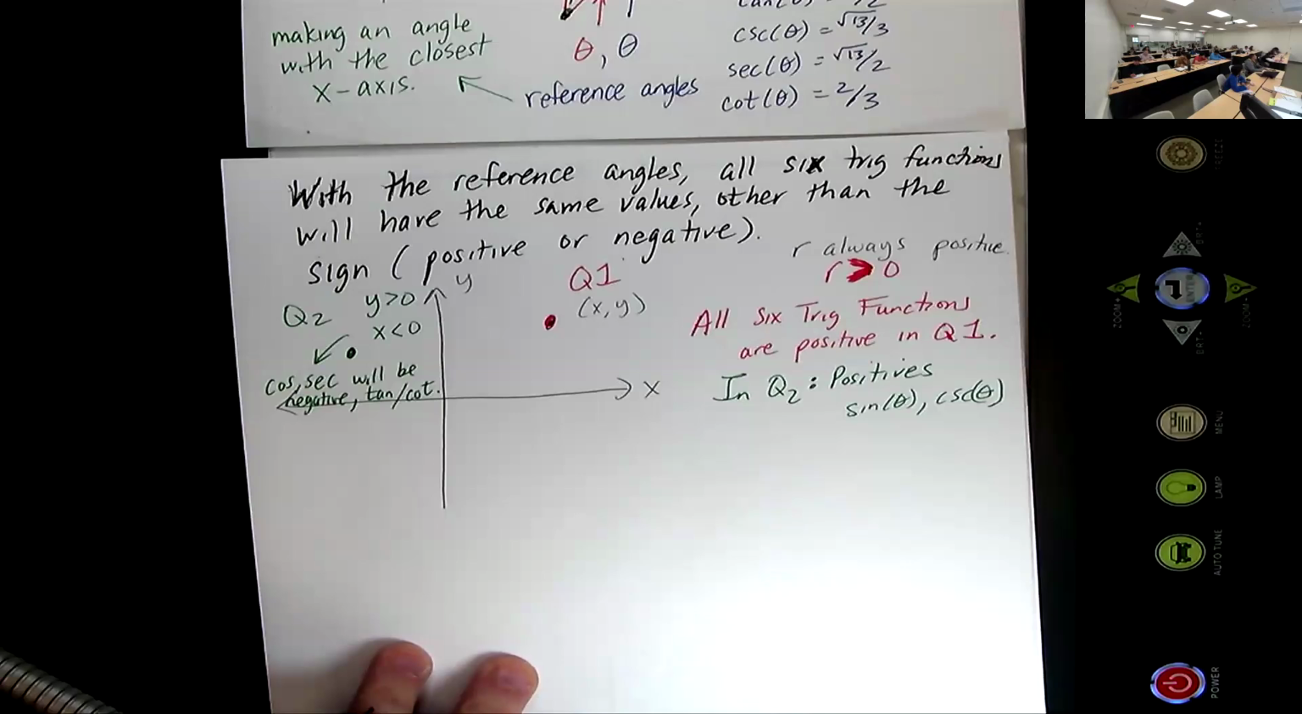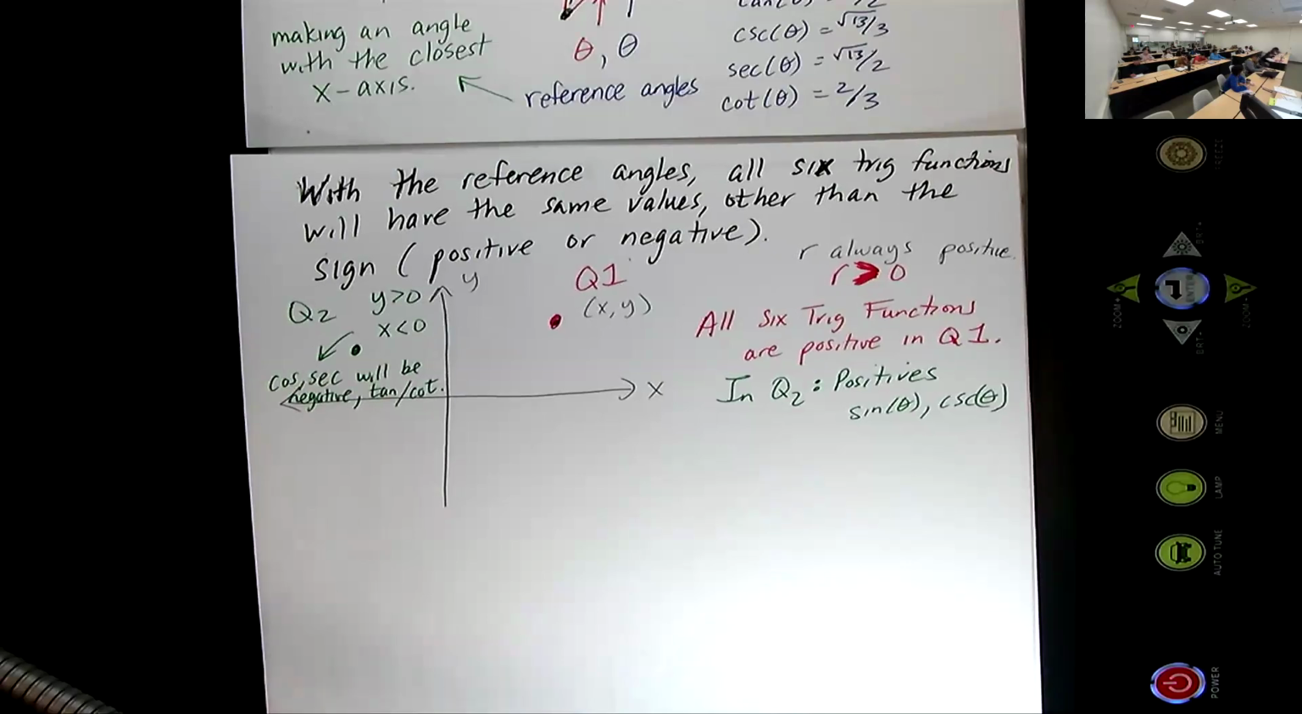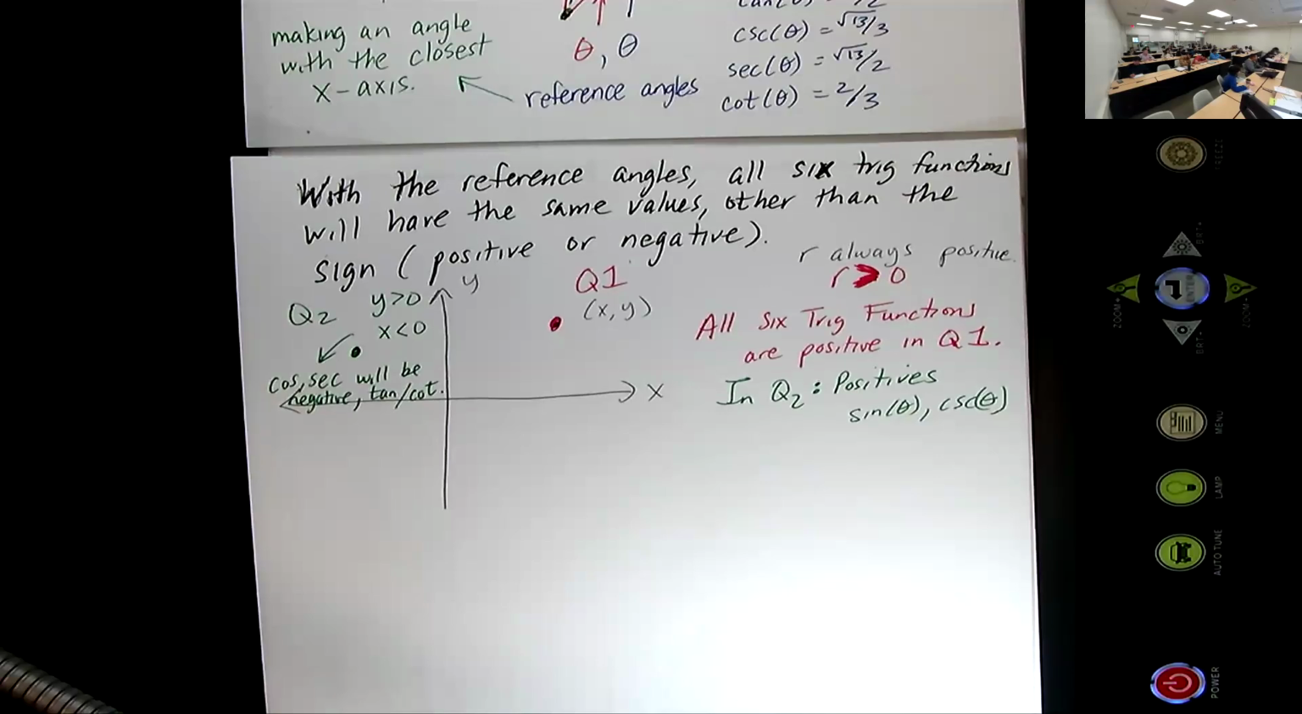This is the easiest way to go. If you ever get confused, stop and go, what is the Y? Is the Y value positive or negative? Is the X value positive or negative? And you can figure out what the sign should be. I'm gonna try to give you a way to memorize it a little bit easier than that.